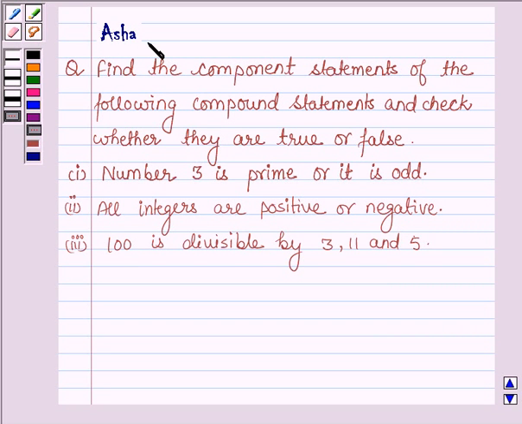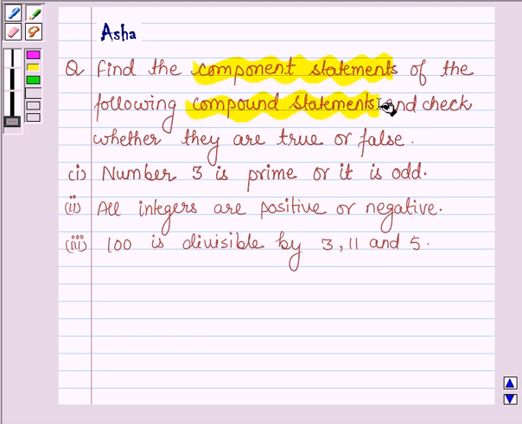My name is Asha and I am going to help you with the following question that says, find the component statements of the following compound statements and check whether they are true or false. First one is, number 3 is prime or it is odd.